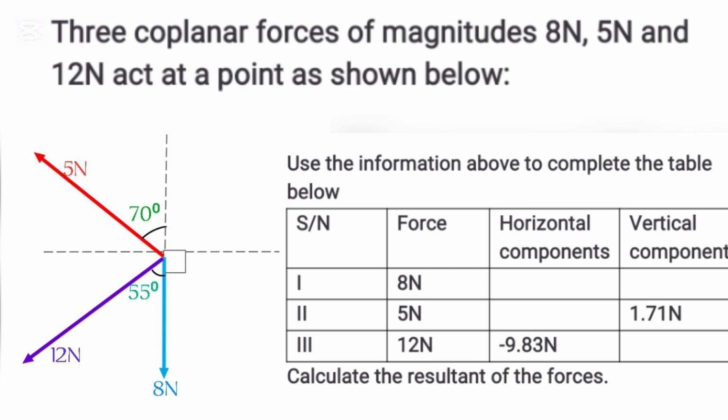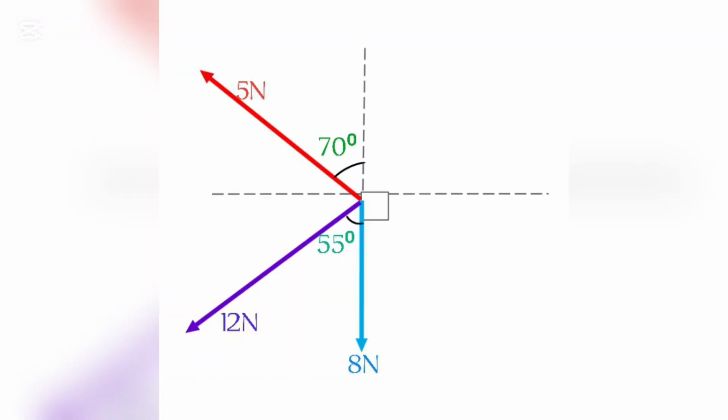To do this, if you look at the diagram, you are given 5 Newton. 5 Newton is in the second quadrant, and the angle to the vertical 70 degree is what you are given. You are going to subtract 70 degree from 90 degree to get 20 degree, the angle to the horizontal, because 20 degree and 70 degree are complementary angles.